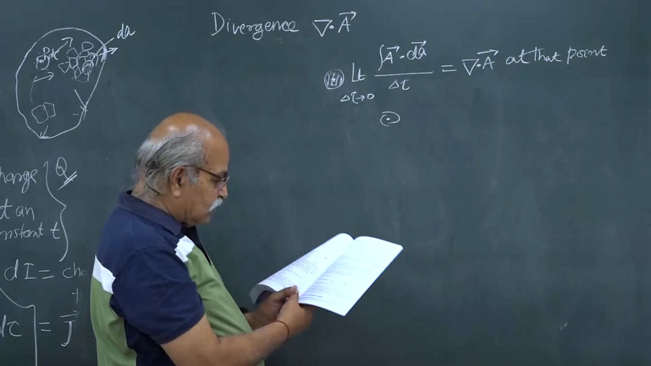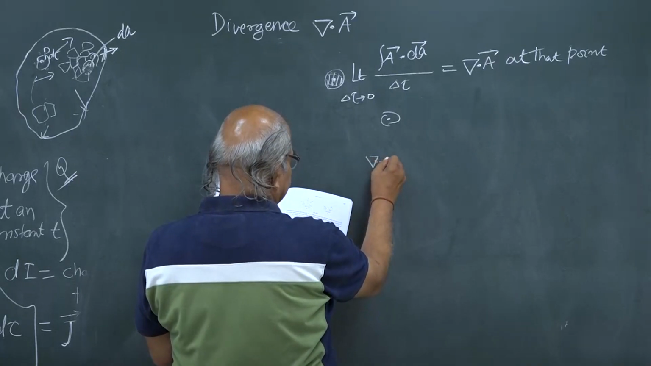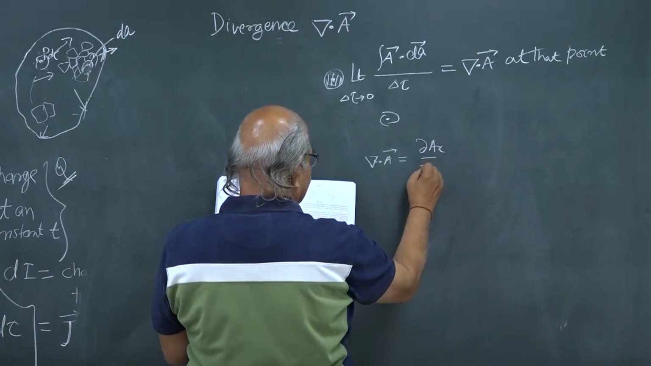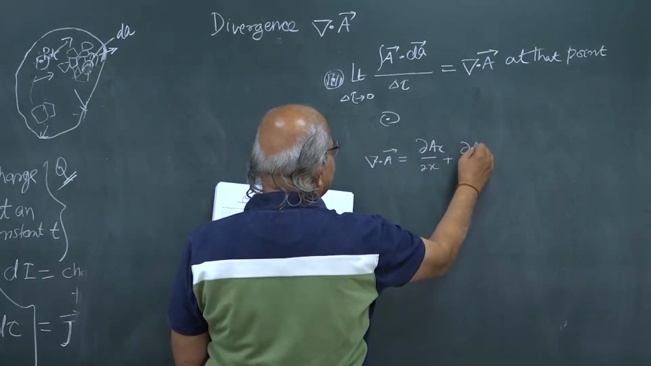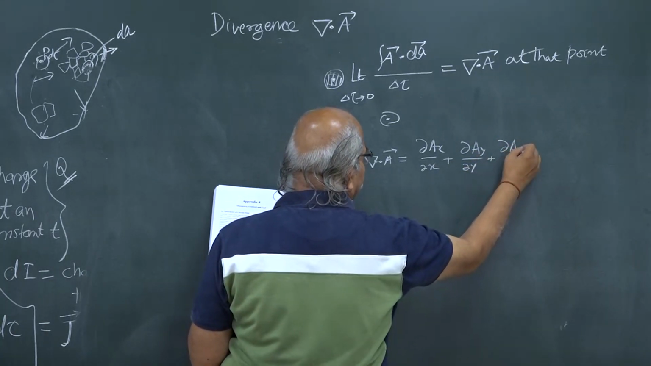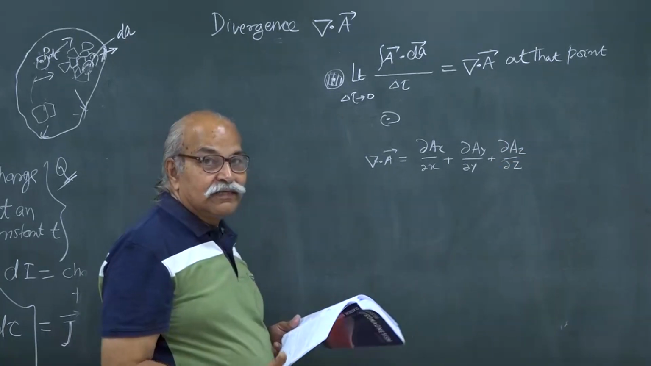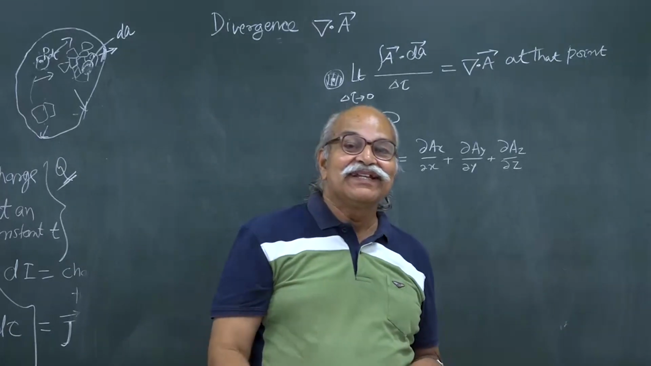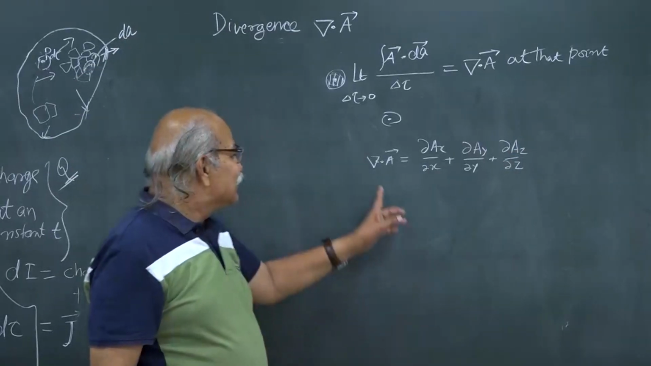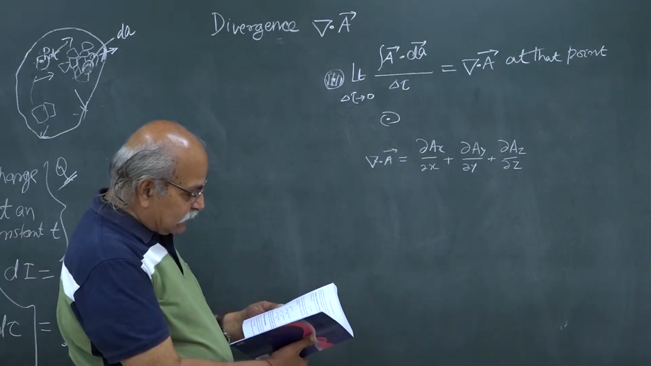Yeah. So, if you are using Cartesian coordinates, then the divergence of A is the partial derivative of Ax with respect to x plus the partial derivative of Ay with respect to y, plus the partial derivative of Az with respect to z. This electromagnetism is a very nice topic to revise all your mathematics. Okay. So, divergence of A is written this way if you are using Cartesian coordinates.